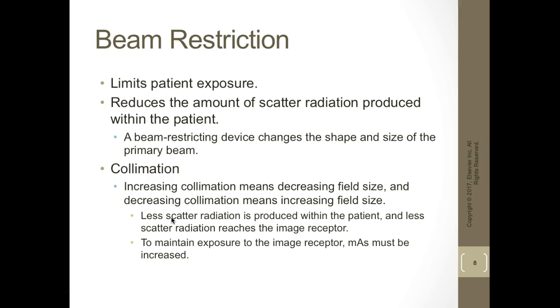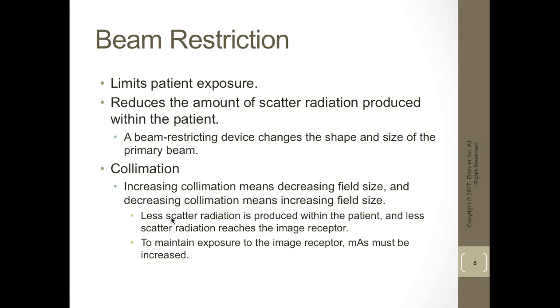So beam restricting devices change the size and the shape of the beam. So the primary beam, not the remnant beam, the primary beam. So collimation, increasing collimation means decreasing the field size, and decreasing collimation means increasing the field size. So it's very confusing. In your book, they're going to talk about increasing collimation. So that means it's actually decreasing the size. And if they say decreasing collimation, it means they're making it bigger.